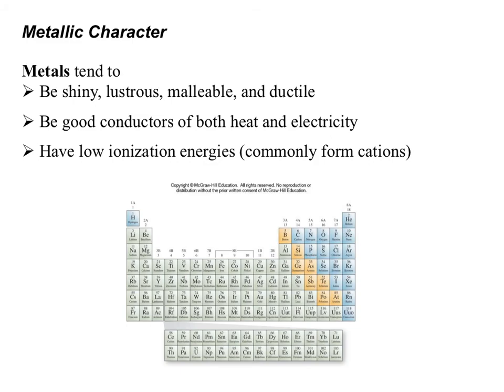Metallic character. Metals tend to be shiny, lustrous, malleable, and ductile, be good conductors of both heat and electricity, and have low ionization energies, therefore commonly forming cations. We'll notice that the metals are the bulk of the periodic table. They are the gray elements in this diagram.